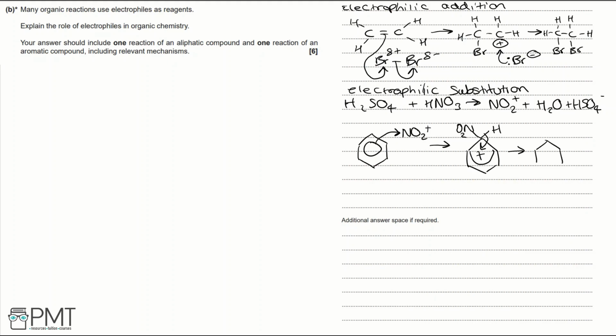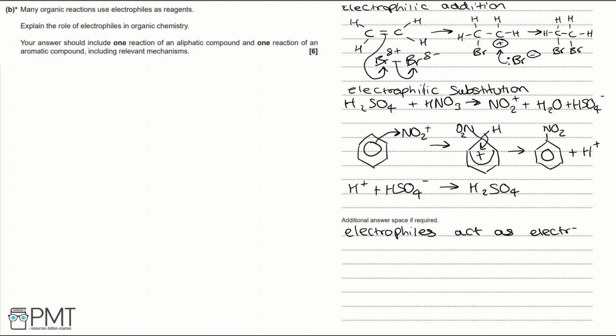The hydrogen is re-attracted to the benzene ring, and we form then a benzene ring with an NO2 group and an H+. This is nitration of benzene, but we need to reform our catalyst. Our H+ is then reacted with our HSO4- and forms H2SO4. To finish this question, we're going to define an electrophile. Electrophiles act as electron pair acceptors. This is a definition for an electrophile. It might be a 1-mark question later on in an exam.